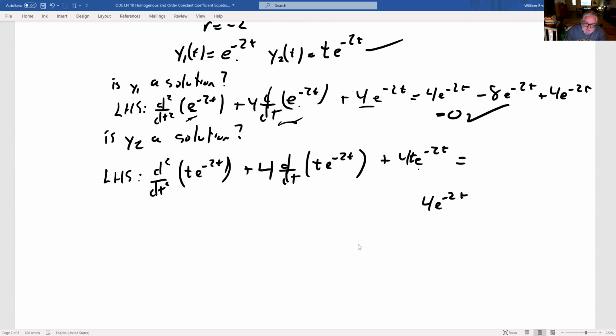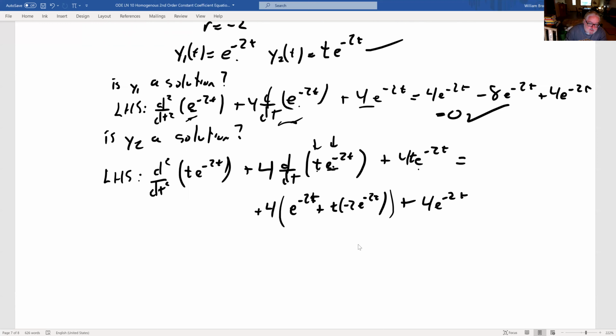Differentiating this means the derivative of the first times the second plus the first times the derivative of the second. So the derivative of this is going to be e to the minus 2t, because we differentiate the t and multiply by e to the minus 2t, and then plus t times minus 2 e to the minus 2t. That's the derivative of this part. And all that is times 4.